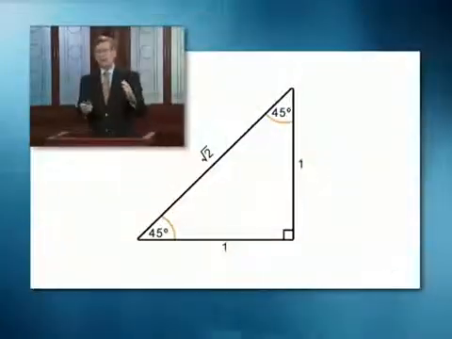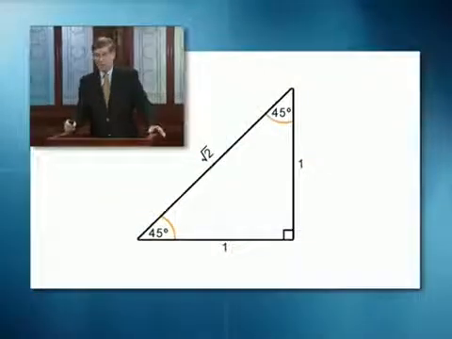Let's try another important triangle that occurs a lot. Let's find the sine, cosine, and tangent of a 45-degree angle. Remember, 45 degrees is the same as pi over 4 radians, and we can work in either units. So how could we find the sine, cosine, and tangent of 45 degrees? Well, let's draw a triangle.